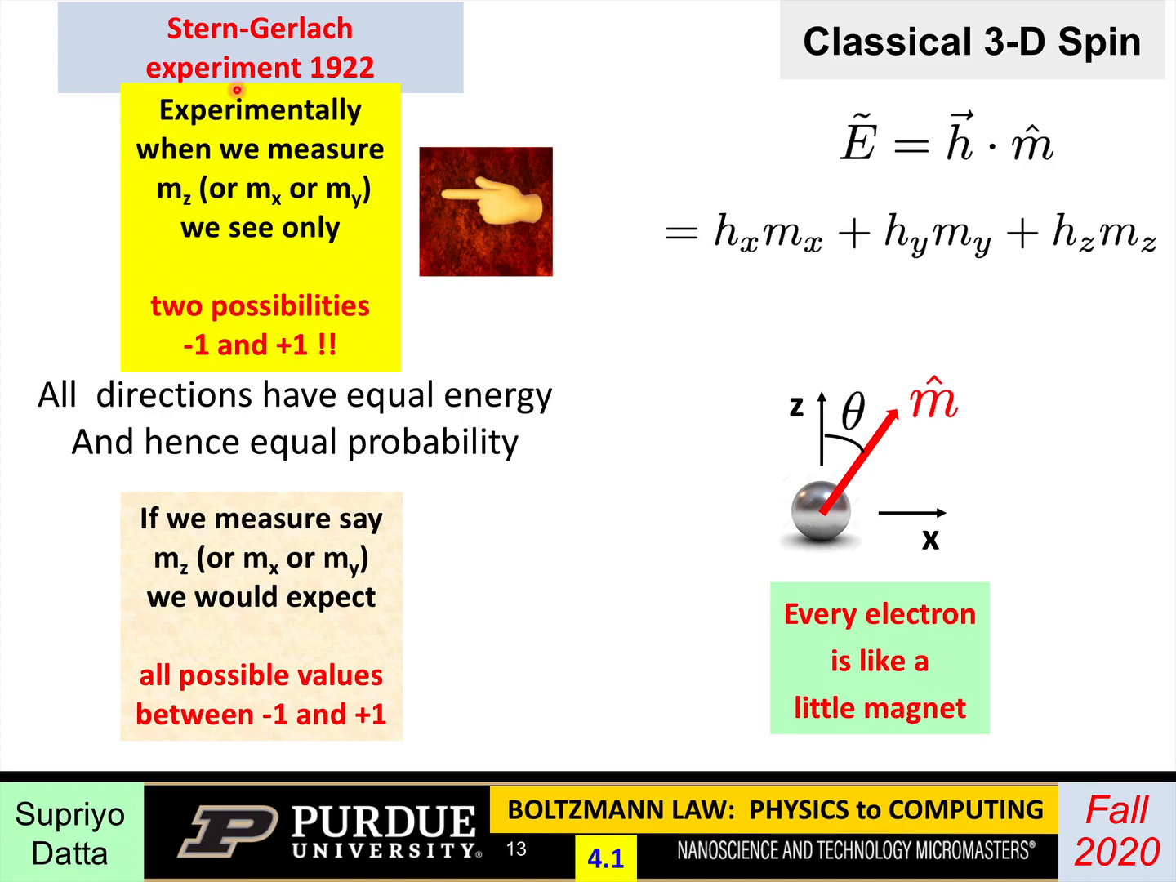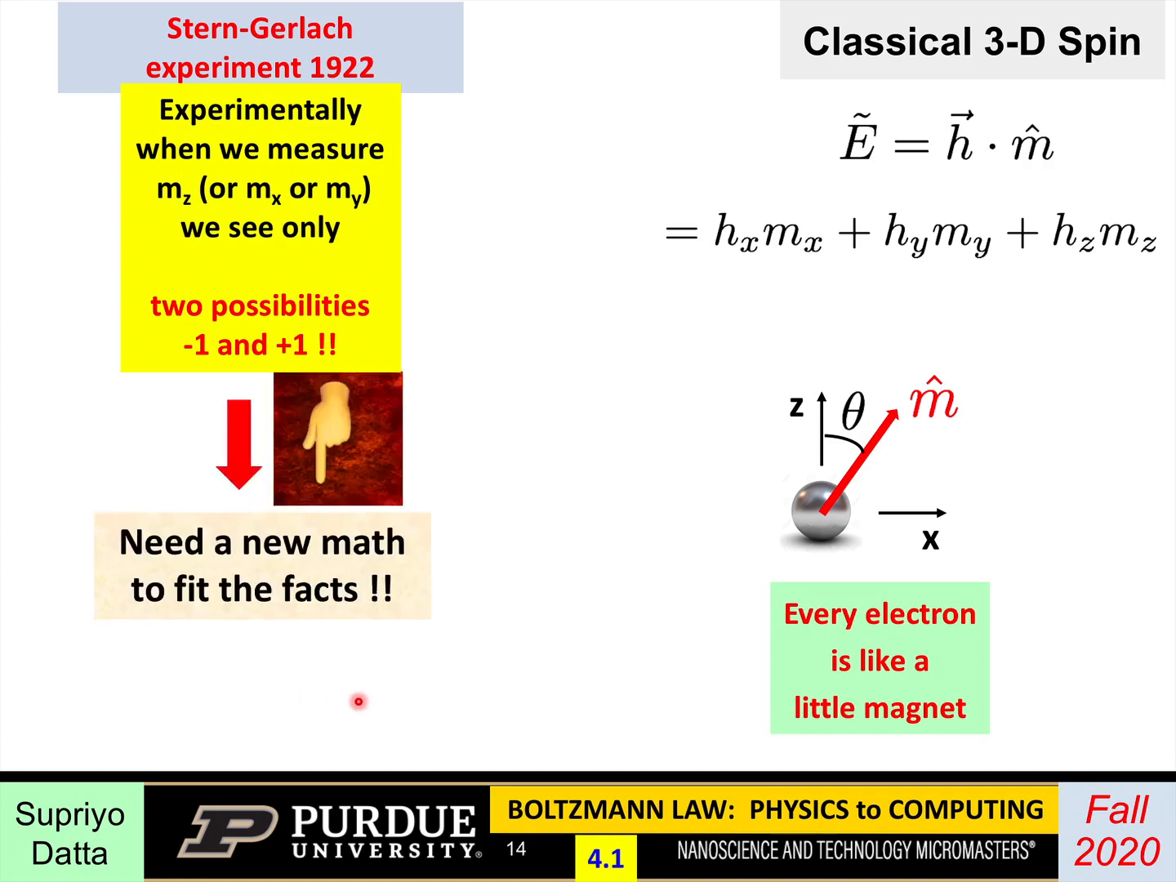And what they showed was that when they measured mx or mz or my, they saw only two values, -1 and +1, not this continuous spectrum of values. And of course, in science, facts come first. And so if the facts don't fit the math, then you have to change the math. So the question is, how do we change our mathematical description to fit these new facts?